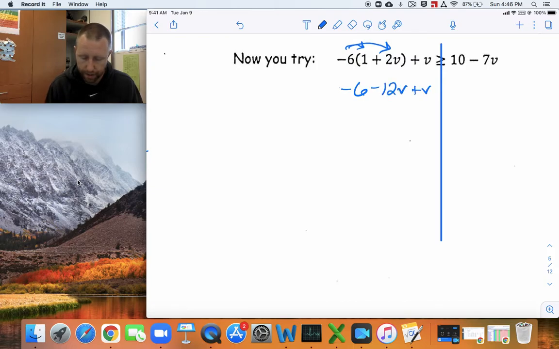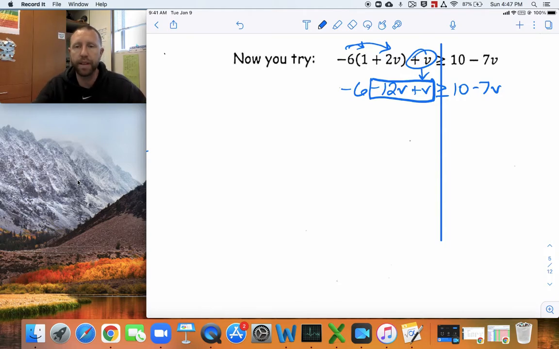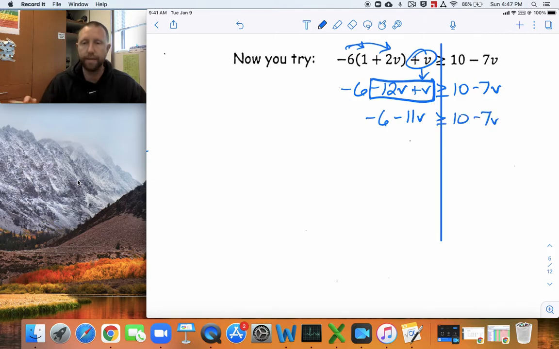And then I have plus v is greater than or equal to 10 minus 7v. Right? That right side stays the same because we didn't do anything with it yet. Okay, and I just brought down this plus v, because I didn't do anything with it yet either. But now I see I can combine these like terms. I've got negative 12v plus v. This isn't 12 plus 1. This is negative 12 plus 1. Negative 12 plus 1 is negative 11. So I've got negative 6 minus 11v is greater than or equal to 10 minus 7v.